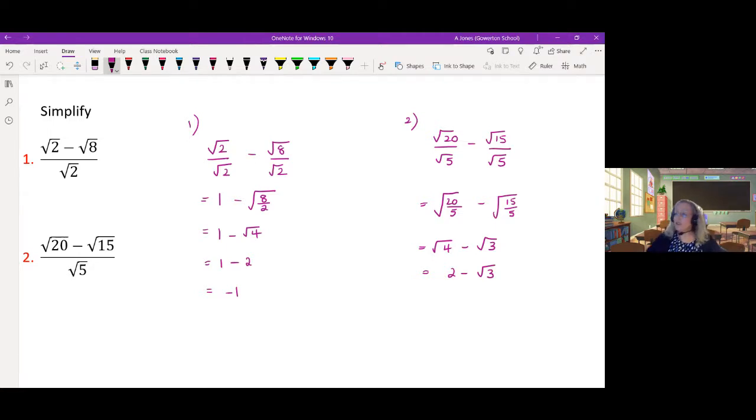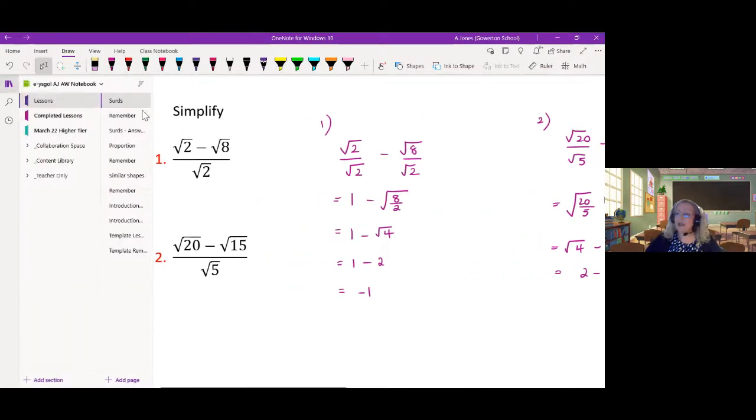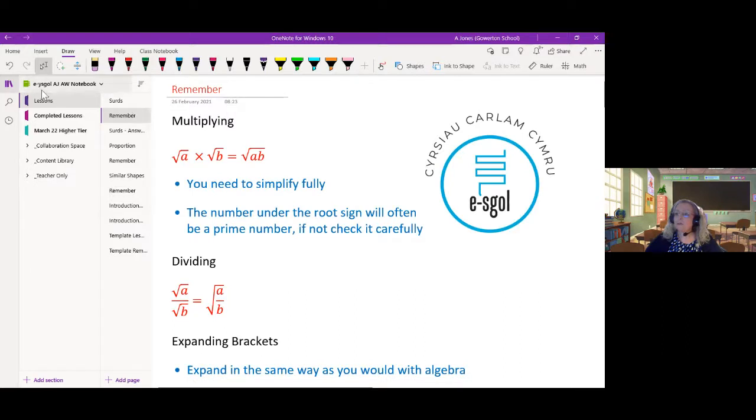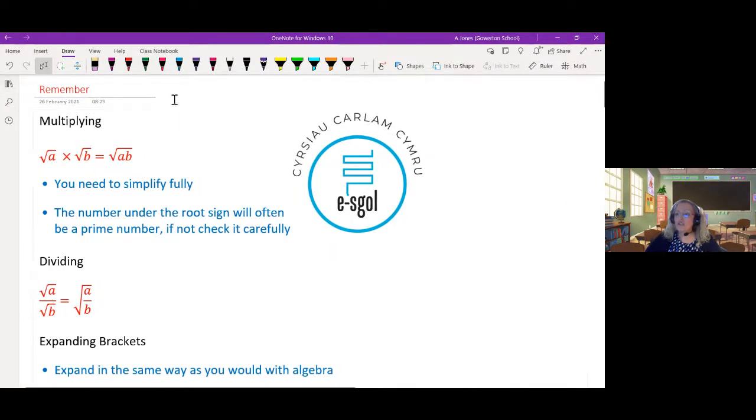OK, so let's have a little look at the things that we've covered today and the things that you need to remember. So the things that we need to remember from today, first of all, when we're multiplying, we use the rule that the root of A multiplied by the root of B is equal to the root of A multiplied by B. You have to simplify fully.